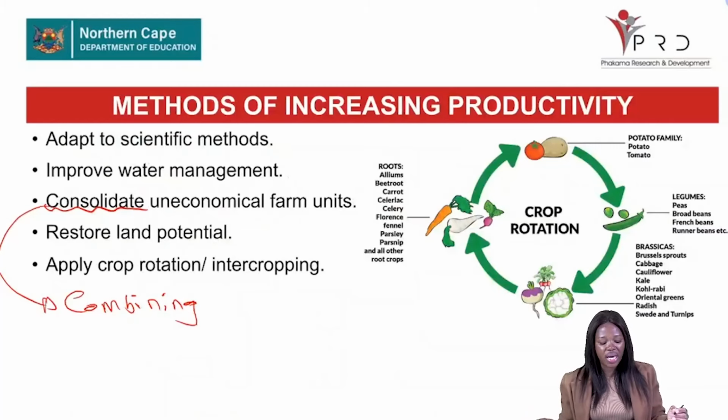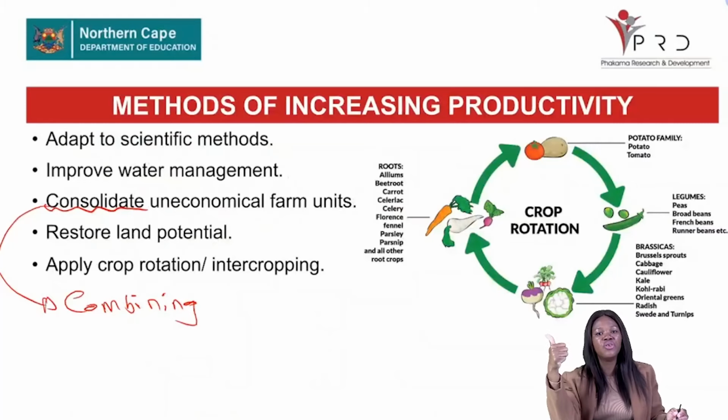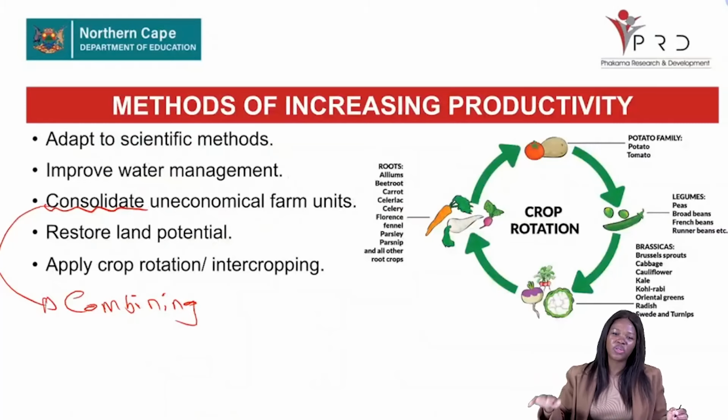Right? Another one, you can restore land potential. How can you restore land potential? Number one, by doing what is known as soil analysis. Checking the nutrients that are available in the soil and nutrients that are not available in the soil. Those that are available, you don't apply through the fertilizer. But those that are not available, you apply them through the fertilizer. And you can also add what is known as organic matter. As we all know, organic matter plays a major role in the soil's fertility.